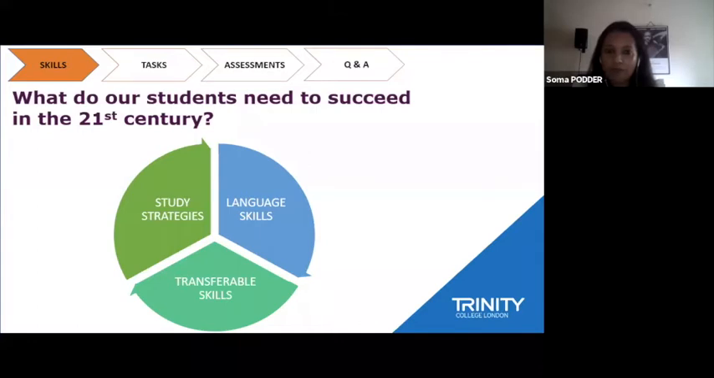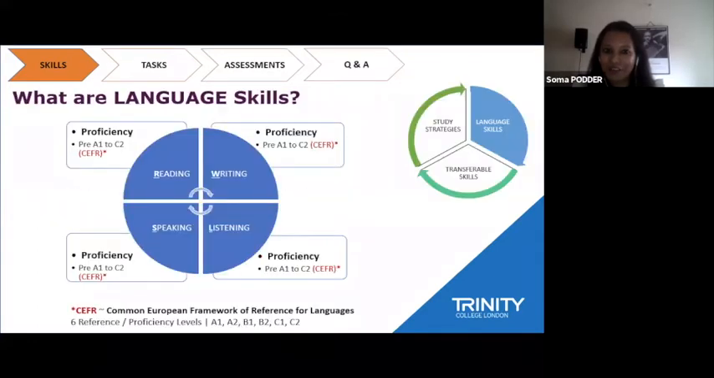Now, the first segment in this pie chart is language skills. So we all know what language skills are, but when I ask you, if I say, what is language proficiency? It's the ability to use language in your regular real-world context, in a non-rehearsed manner, in a context that is acceptable and appropriate. Gone are the days when employers would just ask for oral skills. Now our candidates will have to showcase all 4 skills.